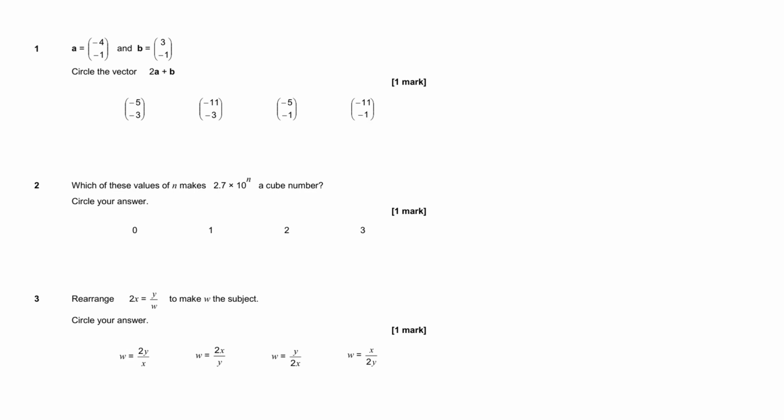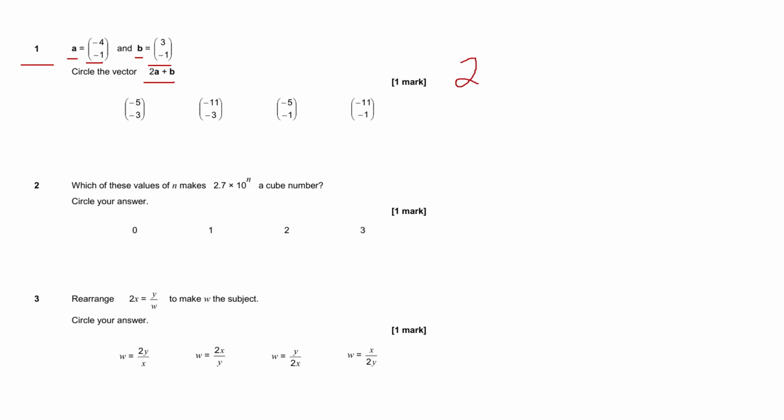Okay, folks, let's do the first few questions of a typical maths GCSE higher tier past paper. Okay, so this is question number 1. We've got the vector A, which is (-4, -1), and vector B is (3, -1). Circle the vector 2A plus B.